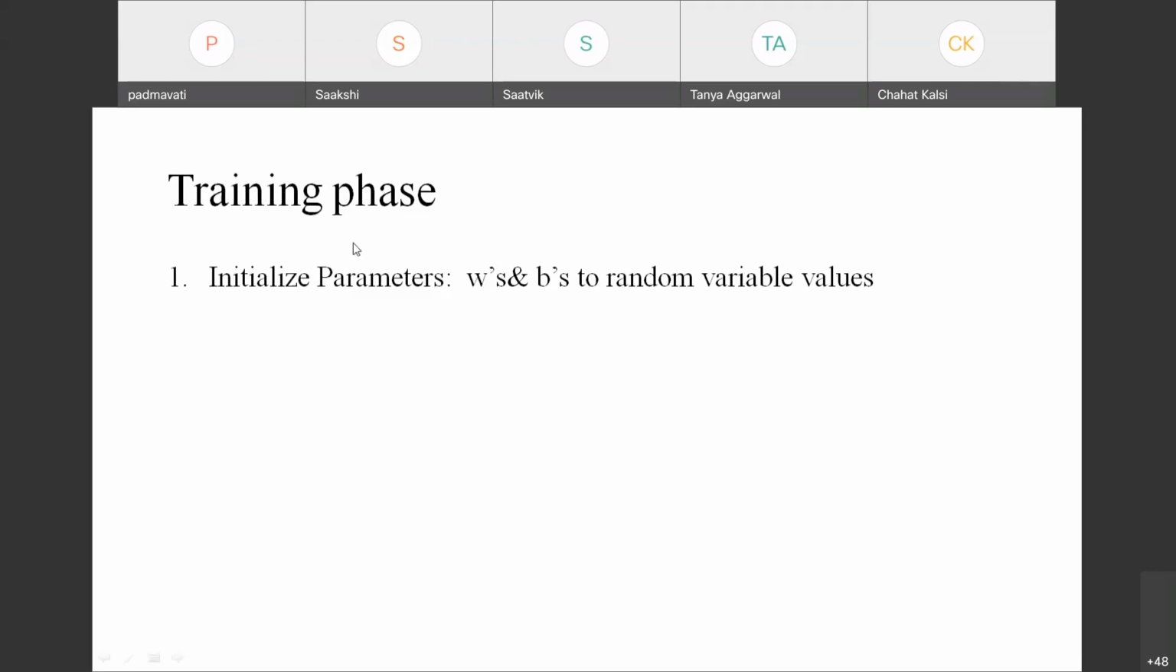So for that sake, we initialize the parameters with some random numbers. All W's, W_i and B_i's, will be initialized with random values. And throughout the training process, we will be learning the desired weight values.